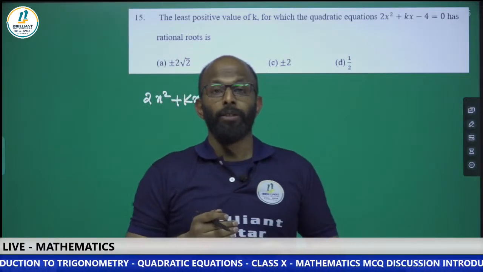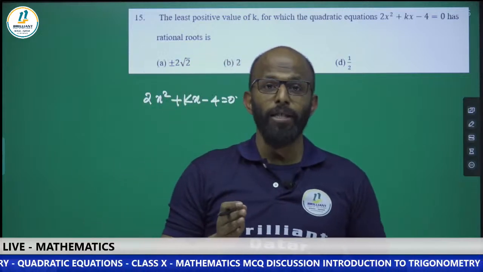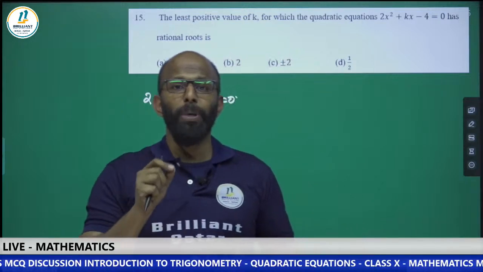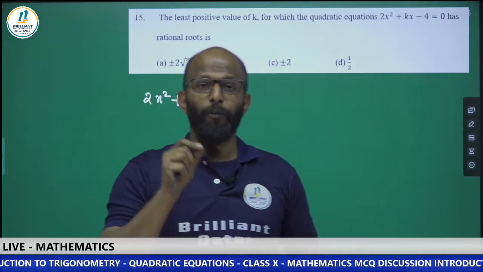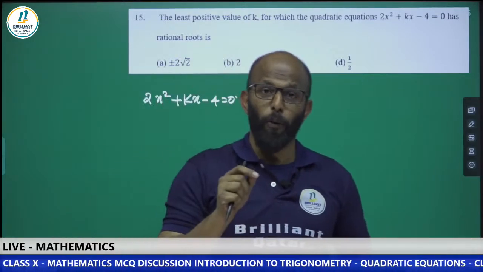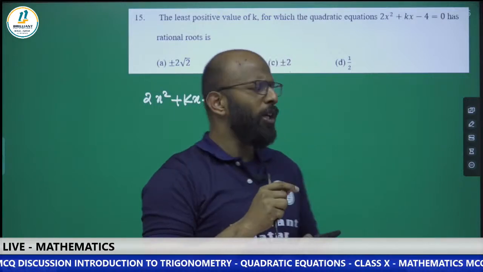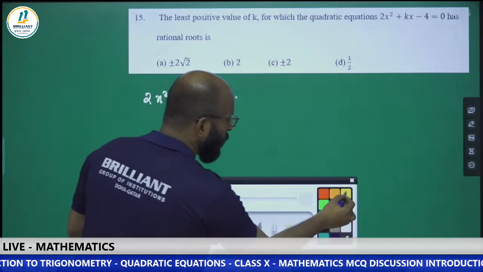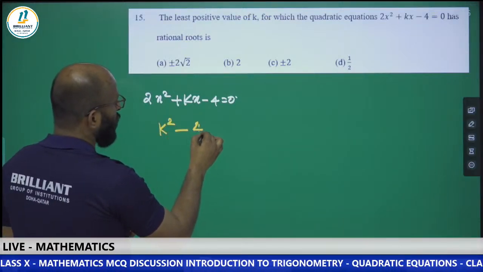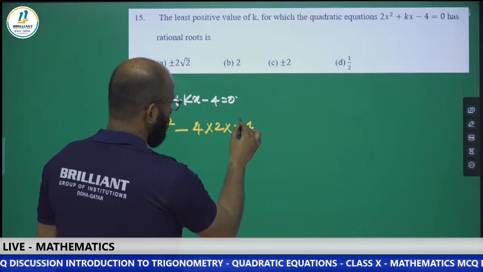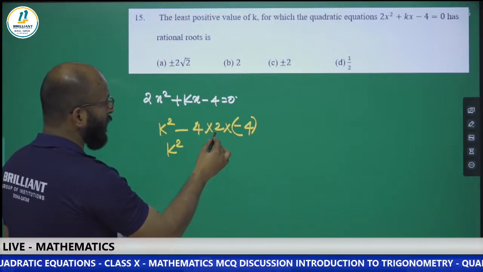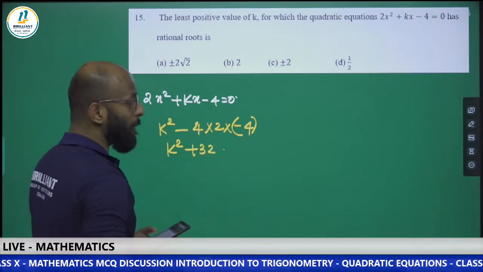Remember, if a quadratic equation has rational roots, its discriminant b square minus 4ac must be a perfect square. So we can find the b square minus 4ac value: k square minus 4 into 2 into minus 4, which is k square minus 4 into 4 is 16, 16 into 2, that is k square plus 32.